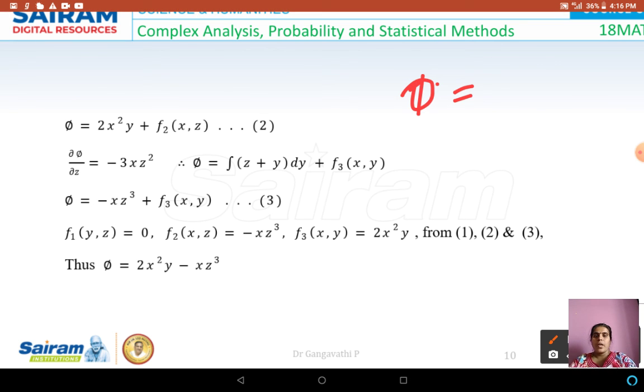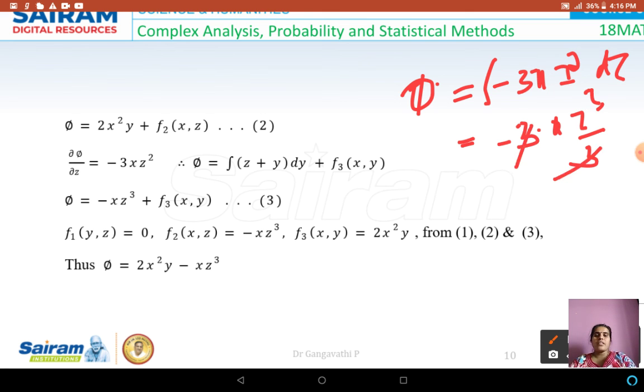Phi is equal to the integral of minus 3x z square into dz. So we get minus 3x z cube by 3. So 3 and 3 get cancelled. We have only x into z cube, with the constant of integration f3 of y comma x comma z, as we have integrated with respect to z. So now compare equations 1, 2 and 3 and you can get an expression for phi, which is equal to 2x square y minus x into z cube.